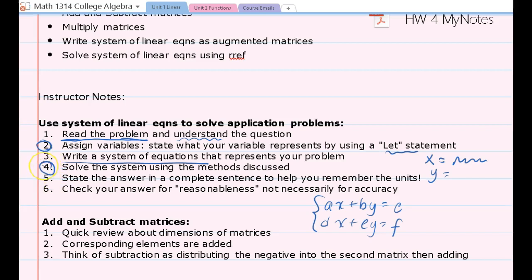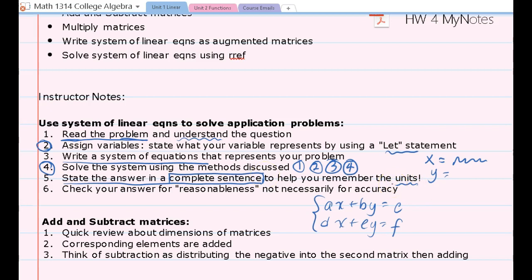The next thing you need to do is solve your system of equations. We've already discussed that you have graphing, you have substitution, you have elimination, and then if you want to, you can also use the rref that we're going to discuss later on. Then after you've solved, then you need to make sure that you state your answer in a complete sentence. And I ask that you do that so that it will remind you to make sure that your number has units.